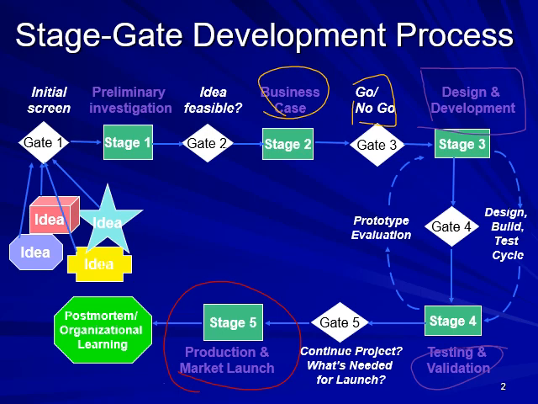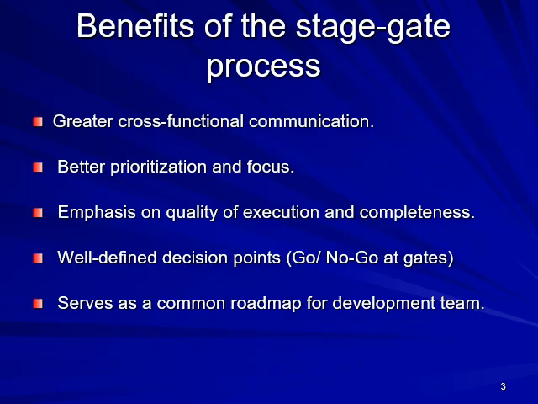Okay, as you can see, this is a long process that follows in one direction for the most part. There might be some loops in here, like I've mentioned, between testing and development, but there is mostly no feedback loops except for this stage, and it's pretty sequential. Okay, let's talk about the advantages and disadvantages of this process.